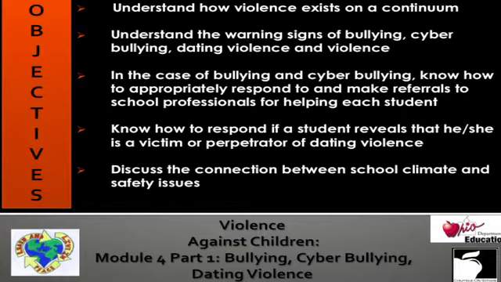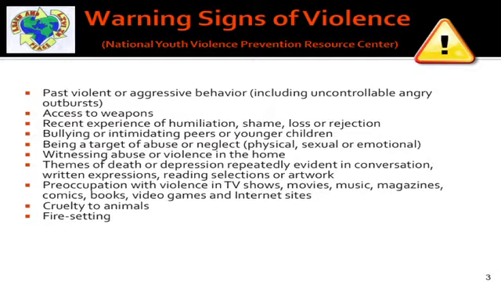Here are some of the warning signs of violence: past violent or aggressive behavior, access to weapons, recent experience of humiliation, shame, loss, or rejection, bullying or intimidating peers or younger children, being the target of abuse or neglect, witnessing abuse or violence in the home, themes of death or depression repeatedly evident in conversation, written expressions, reading selections, or artwork, preoccupation with violence in TV shows, movies, music, magazines, and so on, cruelty to animals, and fire setting.